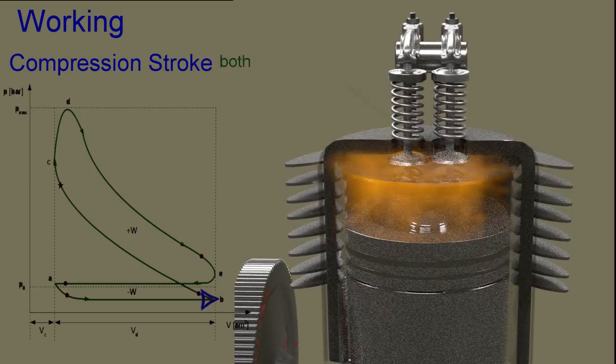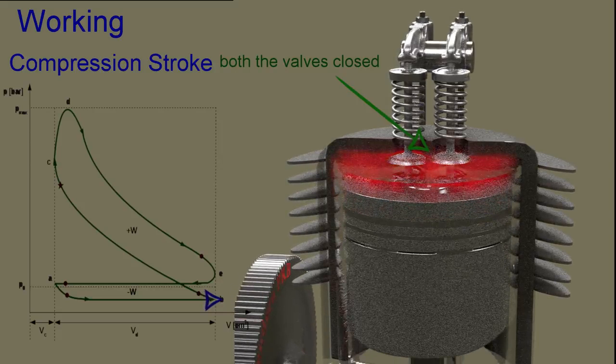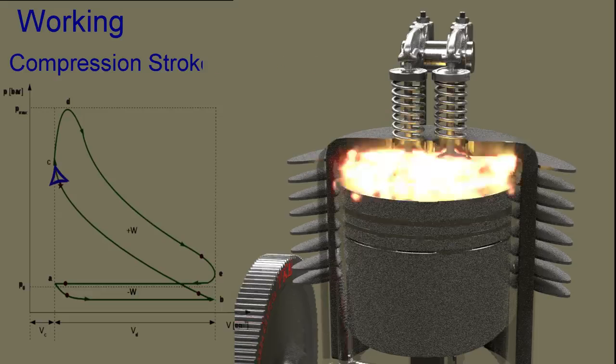In compression stroke, both the valves are closed and charge is compressed as piston moves from bottom dead center to top dead center. As a result of compression, the pressure and temperature of charge increases to high value. Very shortly, when the piston reaches top dead center during the compression stroke, the air-fuel mixture is ignited by a spark plug.